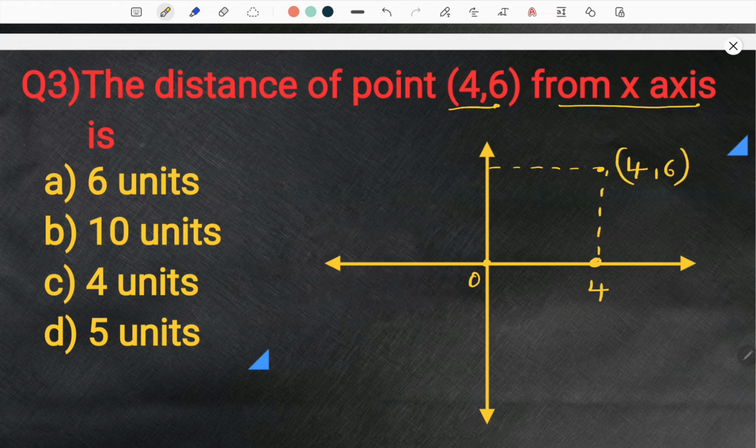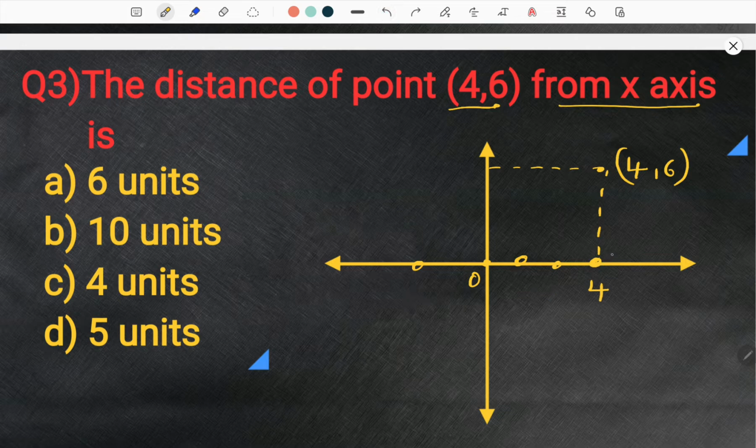Now the distance of this from x-axis means this entire thing is x-axis. Look at this, this entire thing is x-axis. So that's why you should not go for this point, this point, this point. You should avoid this. You should go for this perpendicular distance. Look at this distance you must go. All right, so let me take off these crosses.